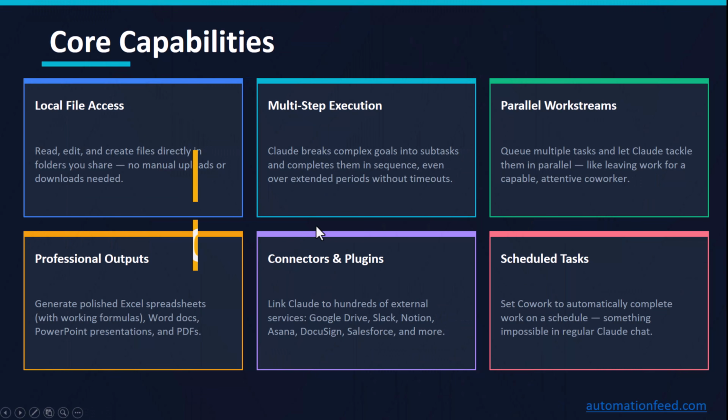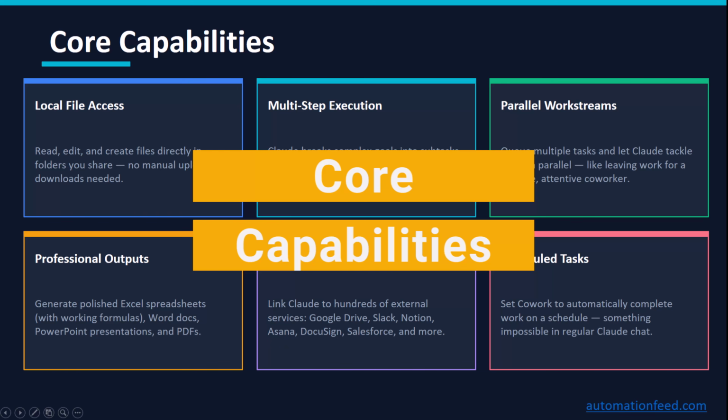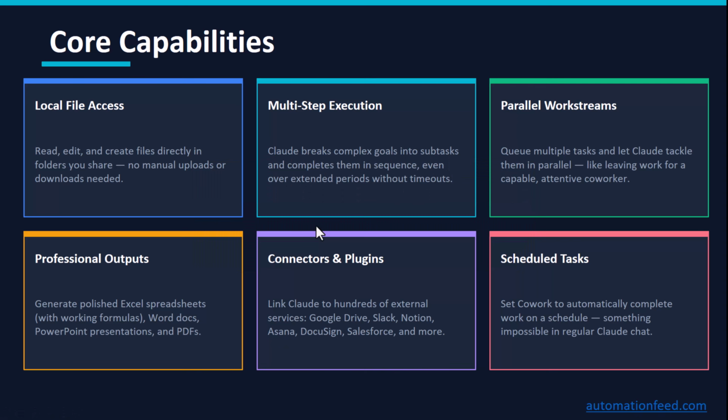Now let's talk about the core capabilities. What Cowork can actually do. Local file access. Cowork works directly with files on your computer. No uploading, no downloading, no cloud middleman. You share a folder, it reads and writes to it natively.